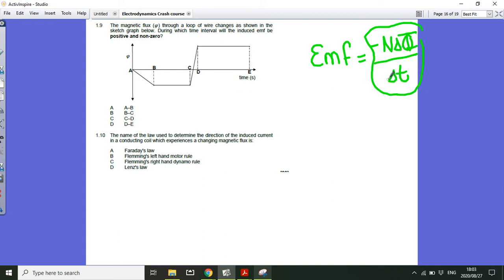It doesn't have to be a sine graph or a cos graph. Please remember that. It's not always going to be a curve. So if we look at all the stages, I'm actually going to look at all the stages so that I can explain this to you nicely.